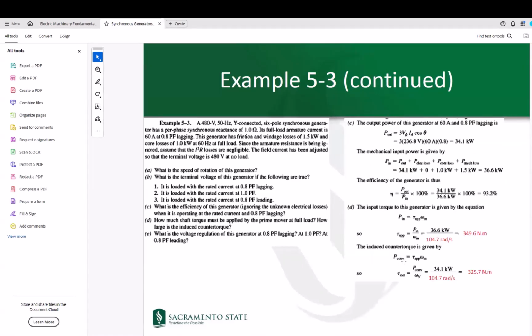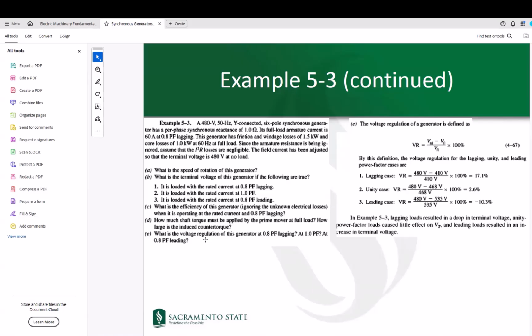And P converted would be basically equal to, this should be not tau applied, this should be tau induced. So this is also incorrect. So make sure you correct that. So from here, you can find out that the P is 325.7 Newton meters.